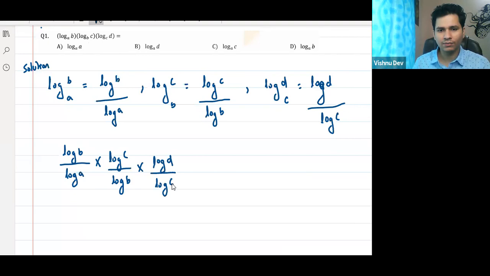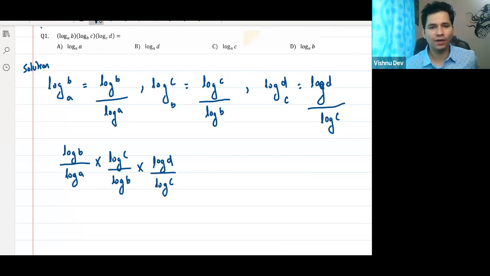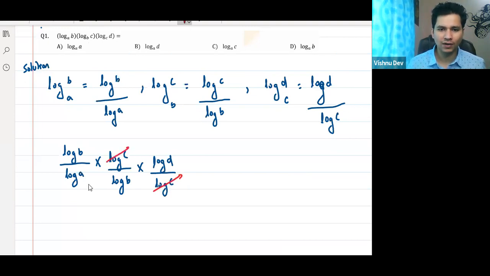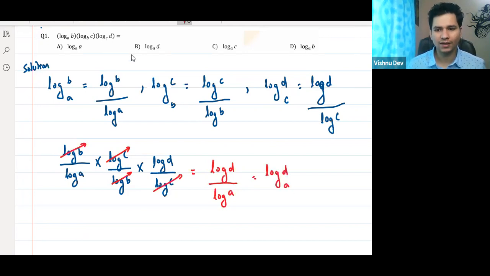Now, tell me, is this difficult? Think about it. I hope all of you are getting this. Log C is getting cancelled. Log B is getting cancelled. So we are left with log D by log A, which is log D base A. So the answer is B.